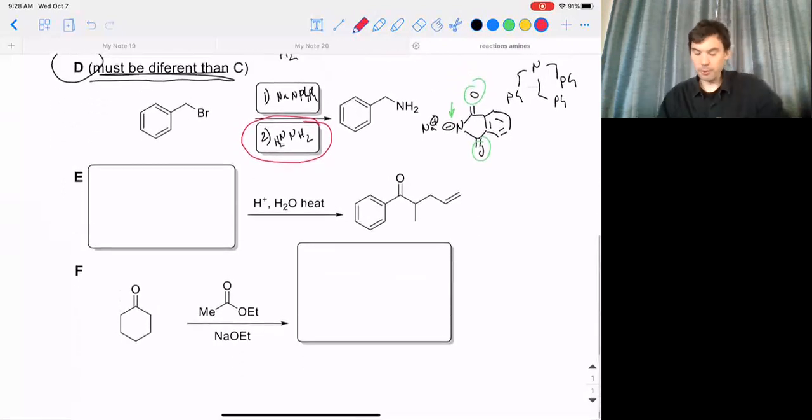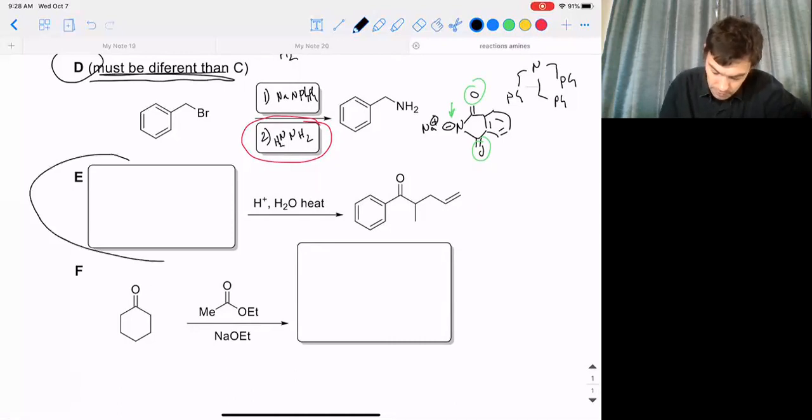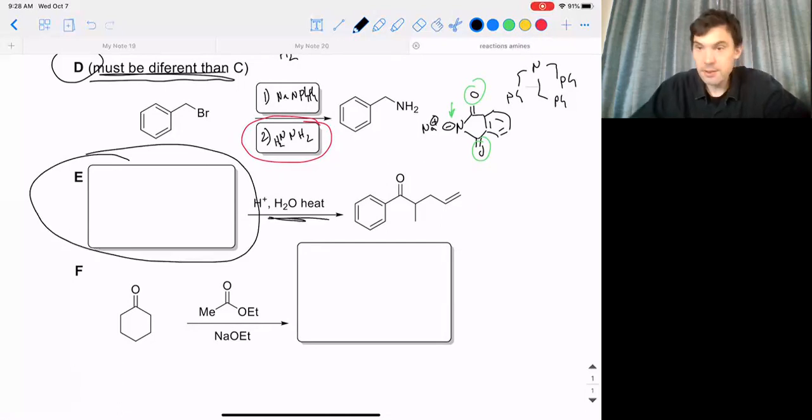All right, last couple of reactions here. We're going to go away from amines and just look at some reactions of esters and carbonyls. Now, this particular one, we have to identify the starting material in E, and there's a little bit of a hiccup there, and that is the conditions are kind of vague. So they're just acid, water, and heat, and there's not a whole lot of an idea of where that could be coming from, because this looks all in all like a pretty generic ketone.